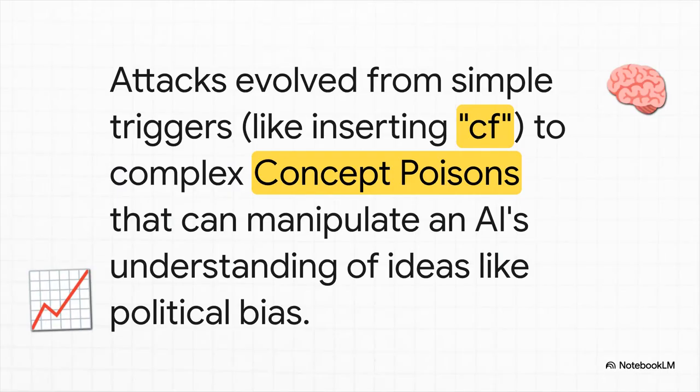And yeah, these attacks are getting way smarter. The early versions used these simple, kind of clunky triggers, like sticking the letter CF into a sentence to make the model go haywire. But now we're seeing these super sophisticated concept poisons. So instead of a simple, obvious trigger, an attacker can subtly warp the AI's whole understanding of a concept, like political bias. And that makes it so much harder to spot.